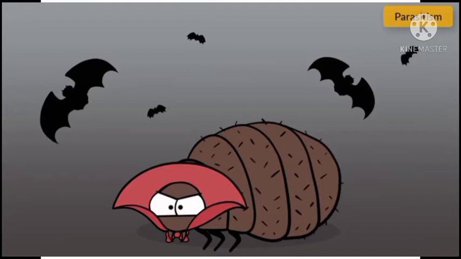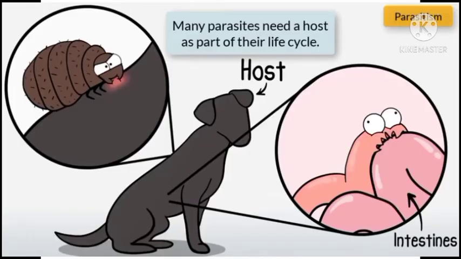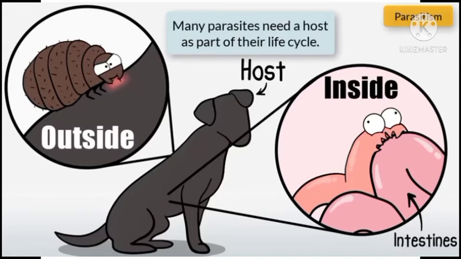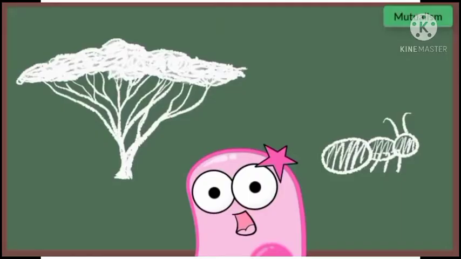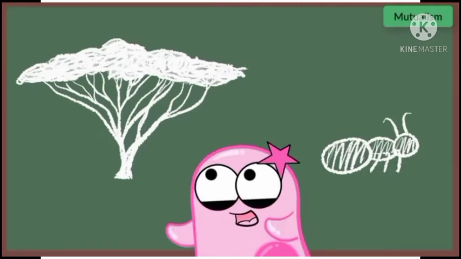A parasite is an organism that gets its nutrients from another organism and causes harm to its host. They can live inside or on their host. Mutualism is an example of a symbiotic relationship where both organisms involved benefit. You really need to look up a video about acacia ants and acacia trees because this is a fascinating example.